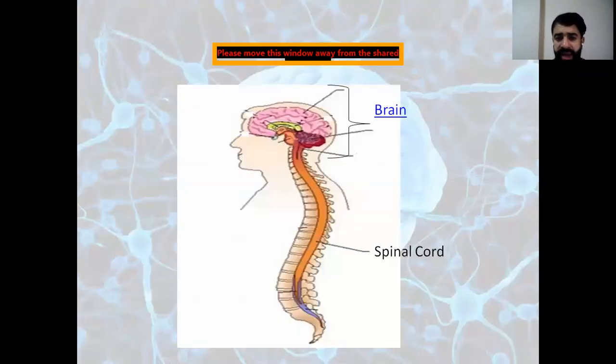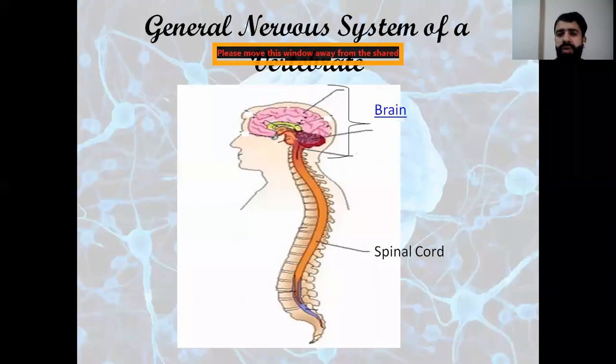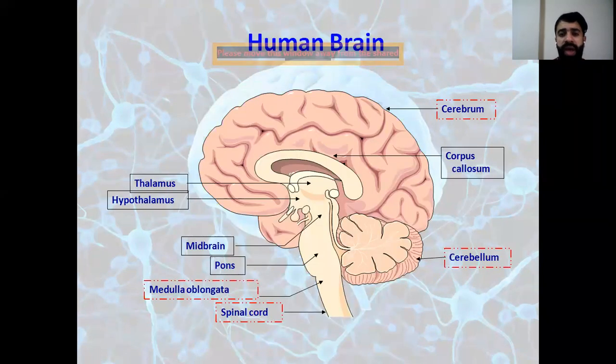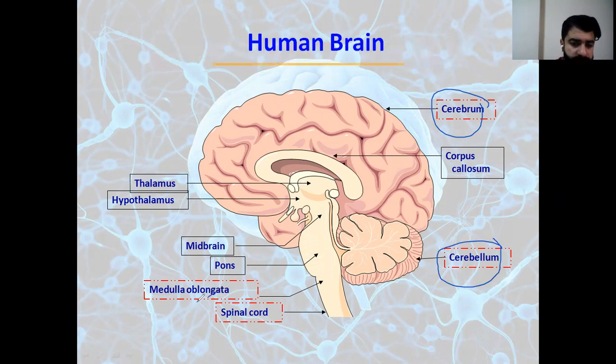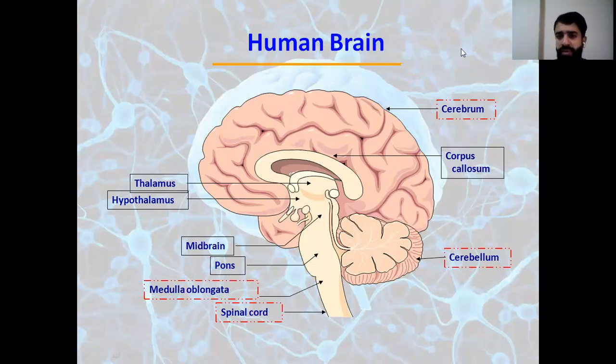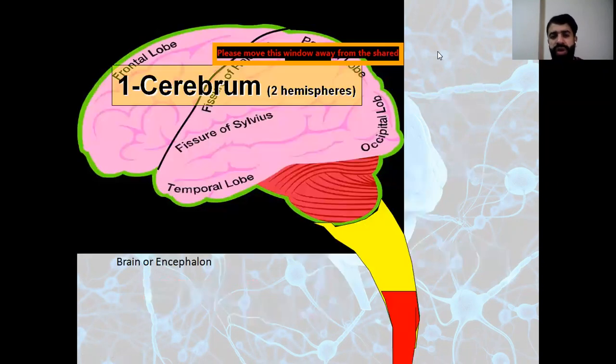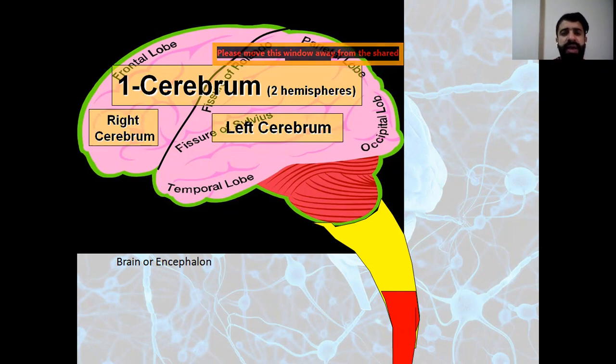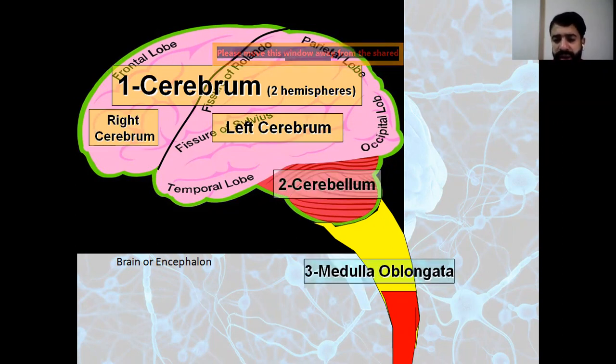So here we have the brain and the spinal cord. They are the components of the central nervous system, and the human brain is divided into different parts. We have the cerebrum, this one, the cerebellum. We have the medulla oblongata, which is the connection between the brain and the spinal cord. So here you have to know that the cerebrum is composed of two hemispheres, the right and the left cerebrum, and we have the cerebellum and the medulla oblongata, which is the connection with the spinal cord.